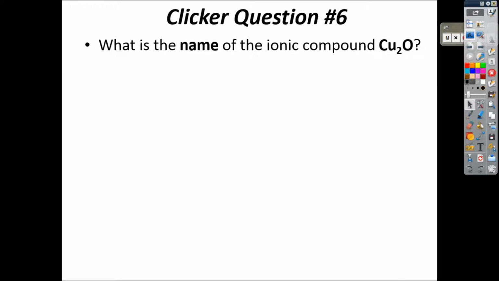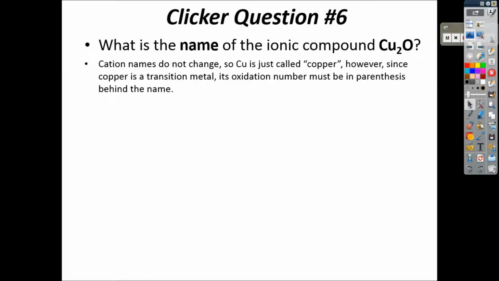Now, what about this? Cu2O. How would we name this? Well, again, cations do not change their name. So Cu is just copper. But copper is a transition metal, so you have to put its oxidation number in parentheses behind the name.